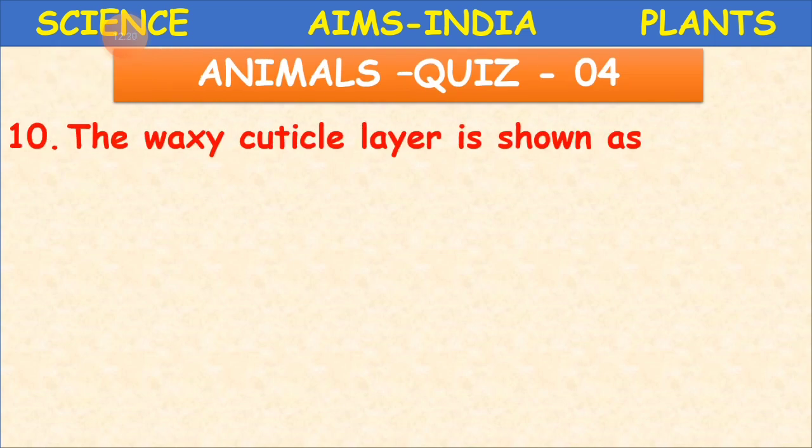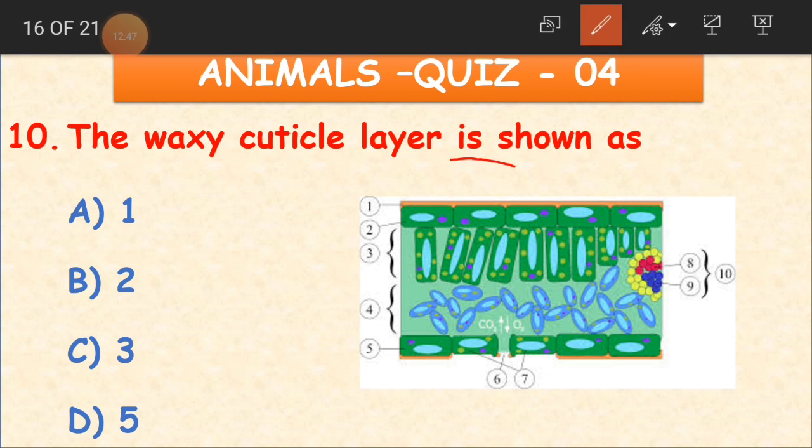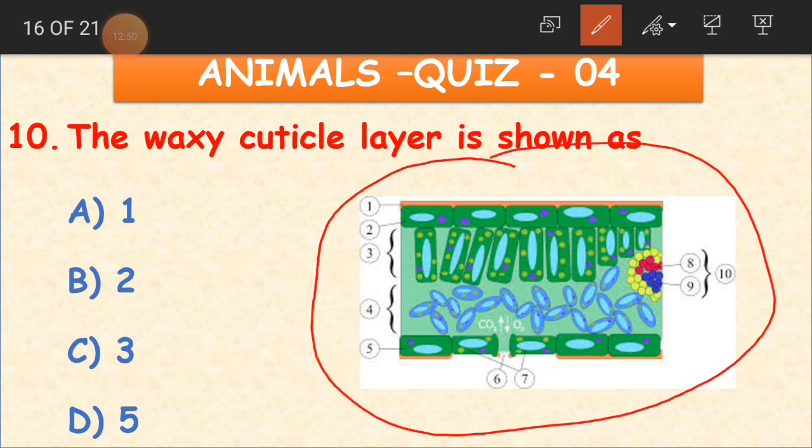The waxy cuticle layer is shown as A is 1, B is 2, C is 3 and D is 5. Actually, if you see here in the picture, there is a diagram. In this diagram we have numbers: this is 1, this is 2, this is 3 and this is 5. And the waxy cuticle layer, how is it shown in this diagram? Yes, children?